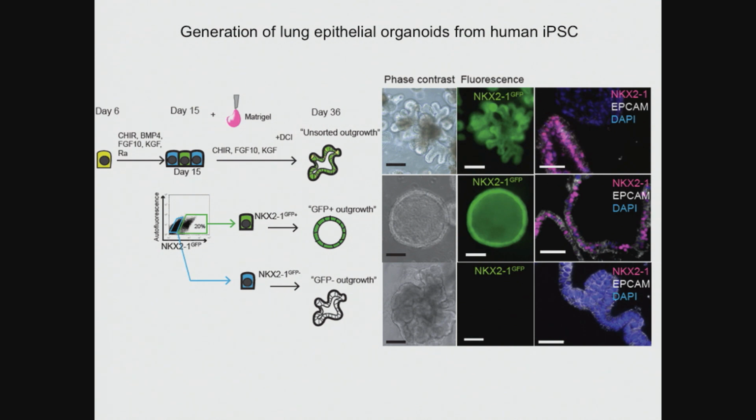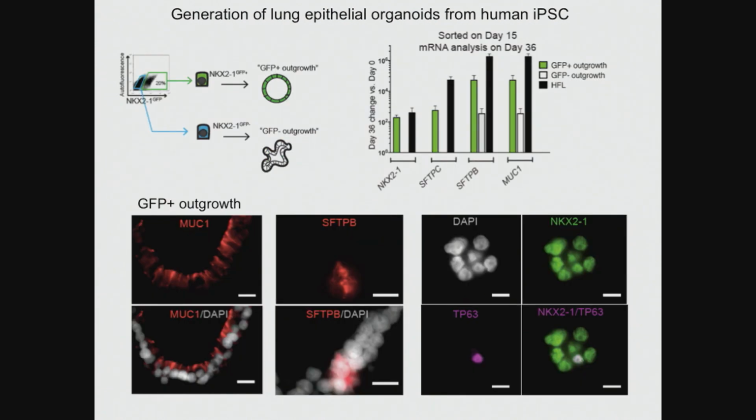We can now sort out the GFP positive cells, and we can replate them in 3D Matrigel to generate organoids that look like this, that are NKX2.1 positive, epithelial only organoids. We can take the negatives just for contrast, and they do not form NKX2.1 positive organoids. So the question is, are these really anything to do with the lung? If you look at gene expression of key lung genes, so now we're taking those GFP positive organoids versus the GFP negative organoids.